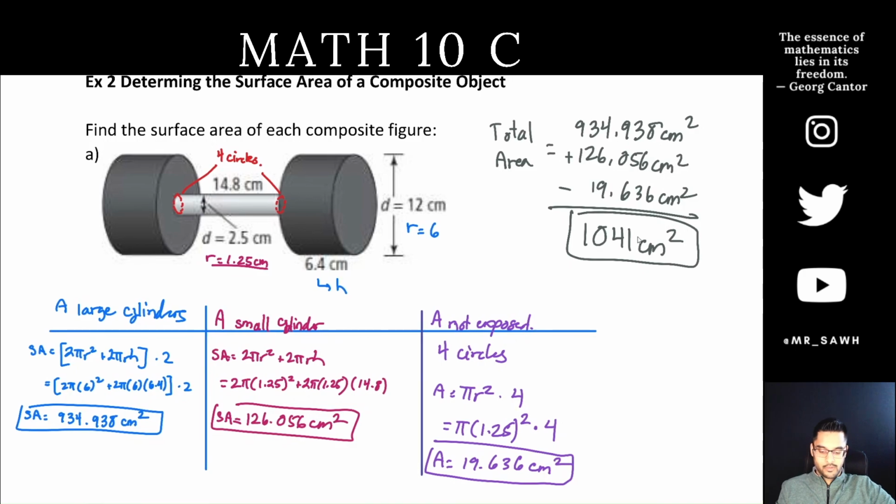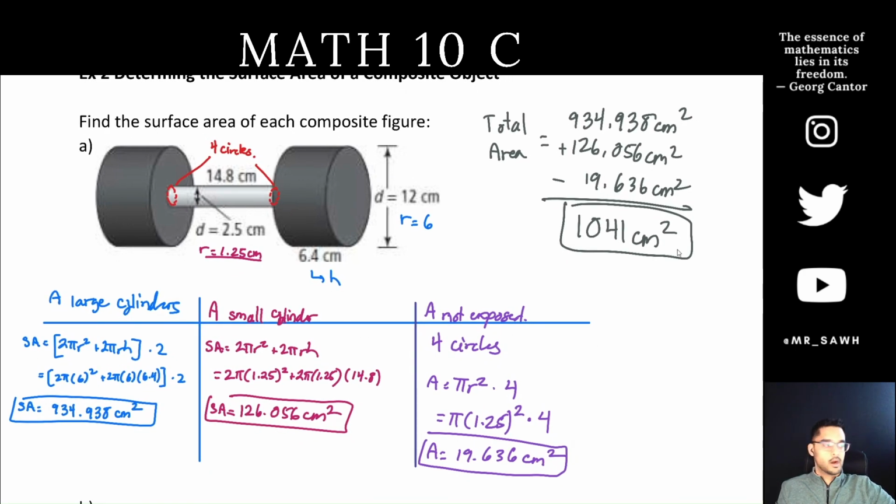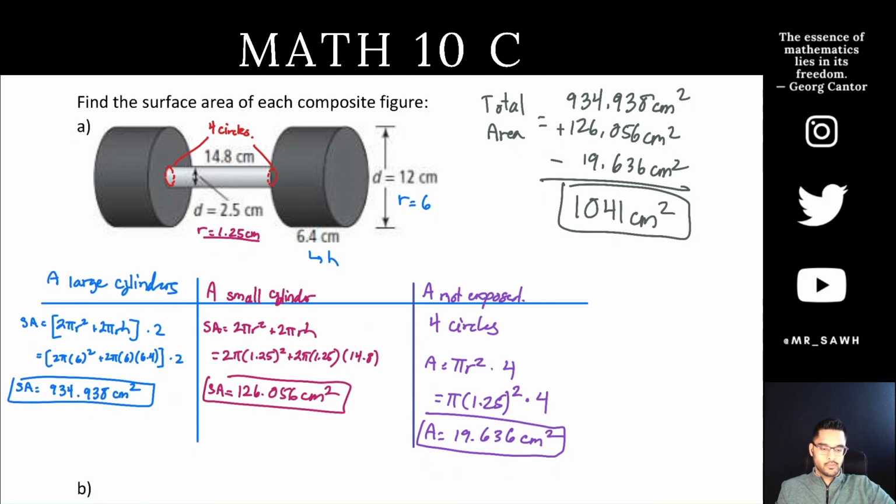There you can do surface area and volume of composite objects. If we were to find the volume of this object, it'd be much easier because we could find the volume of all the pieces and then just add. Didn't have to worry about things not being exposed. So I hope that made this a little bit easier for you. And that'll essentially be the end of surface area and volume.